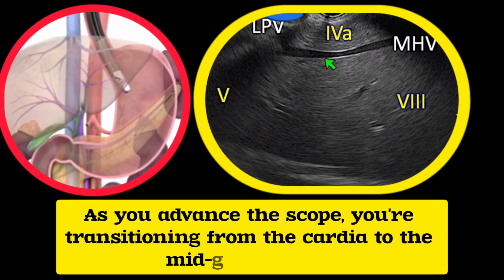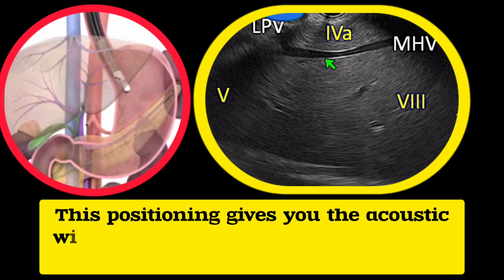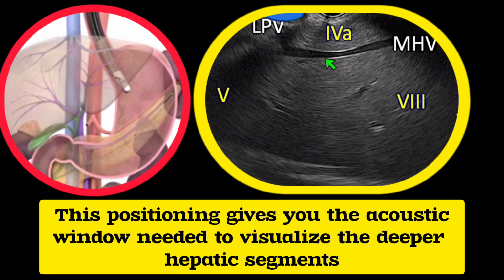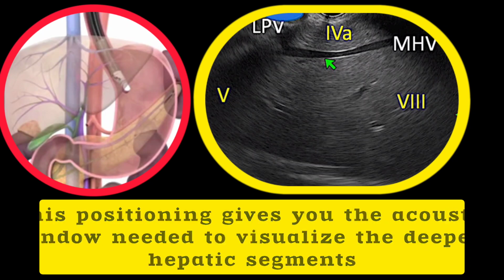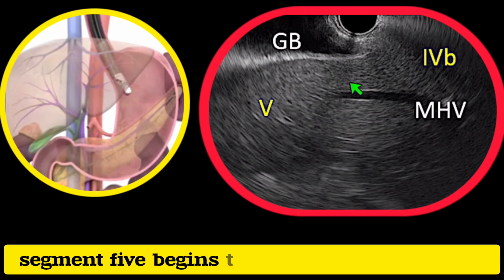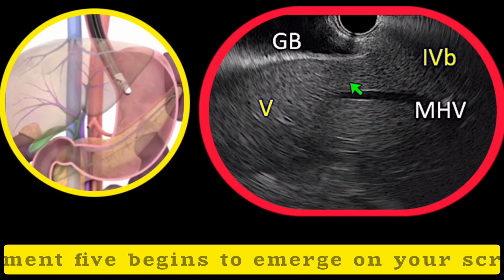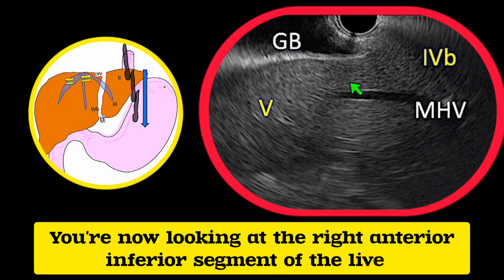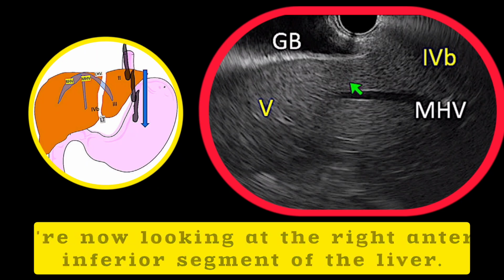As you advance the scope, you're transitioning from the cardia to the midgastric body. This positioning gives you the acoustic window needed to visualize the deeper hepatic segments. As you continue pushing the scope down while maintaining anti-clockwise position, segment 5 begins to emerge on your screen. You're now looking at the right anterior inferior segment of the liver.